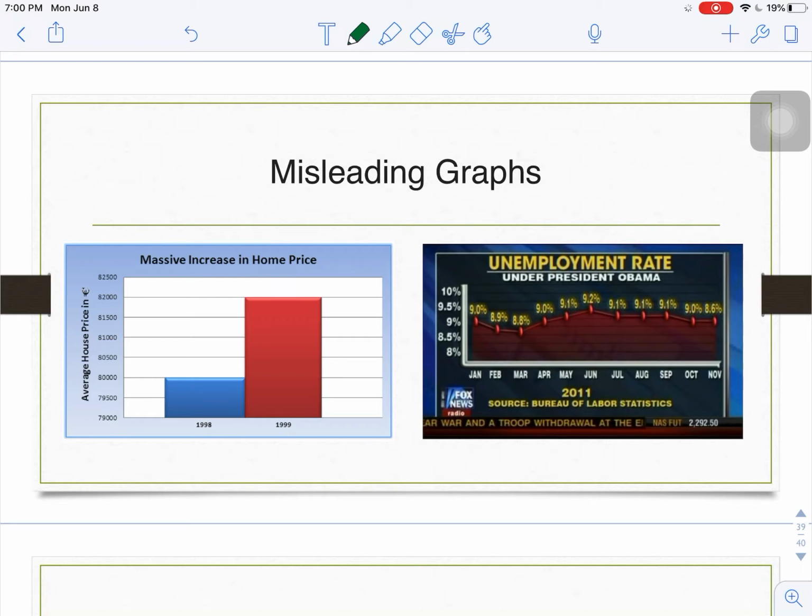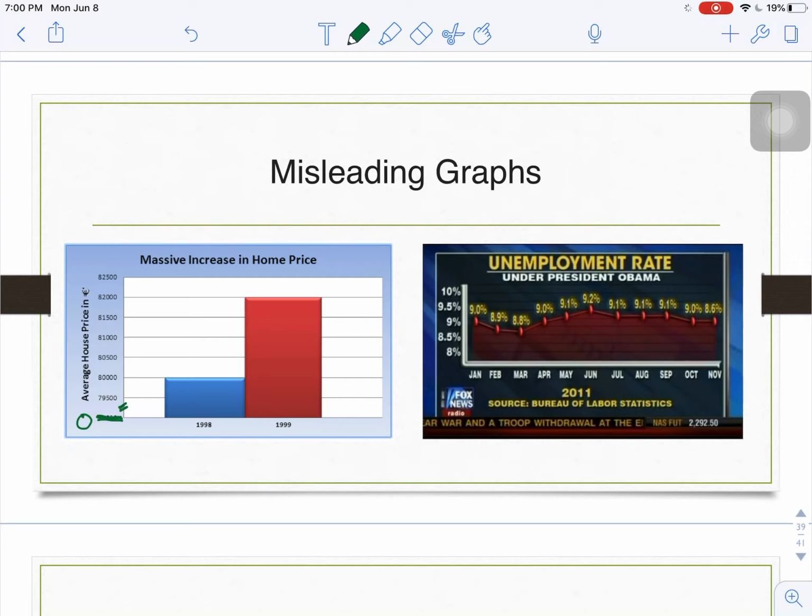So when we're talking about the increase in home price, you would think that from 1998 to 1999, home prices have skyrocketed because there's such a huge gap between the blue and the red data. The problem is this graph doesn't start at zero. Because the graph doesn't start at zero, we think it's going to be a huge jump.